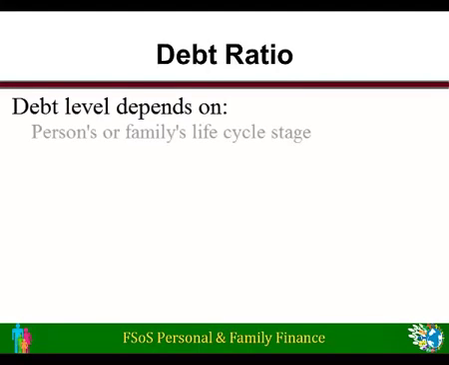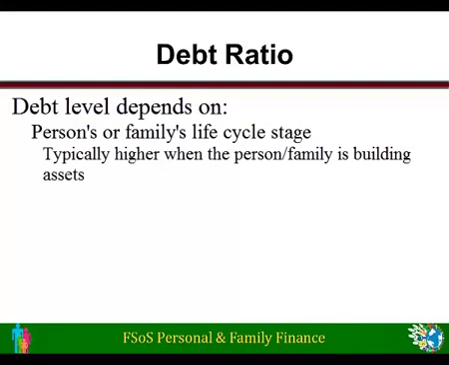Debt level depends on a person's or family's life cycle stage. It is typically higher when families are building assets, particularly if they have purchased a home. In the early years of a mortgage, there is little equity in the home, so it makes sense that one's debt ratio would be higher. Over time, however, that will decrease. The value or equity in the home increases, while the debt level goes down.